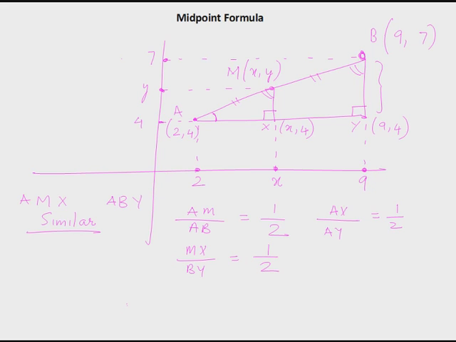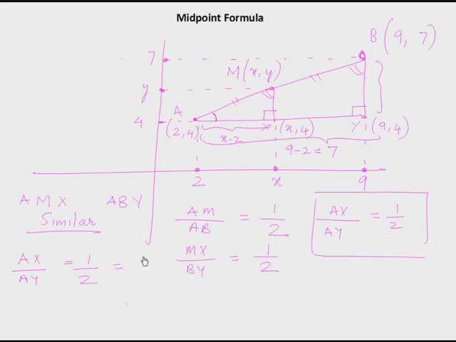Now it becomes simple to find the coordinates of X and Y. Let's use this ratio. AX over AY is half. But AX is the horizontal length here. So it's X minus 2. And AY is the entire horizontal length from A to Y. That's 9 minus 2, 7. So AX over AY is half, that is AX over 7. That means AX is 7 by 2.